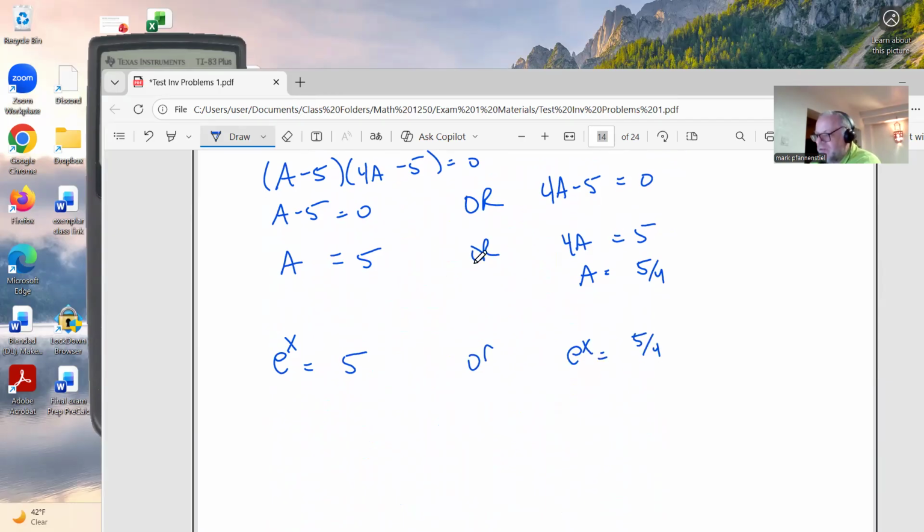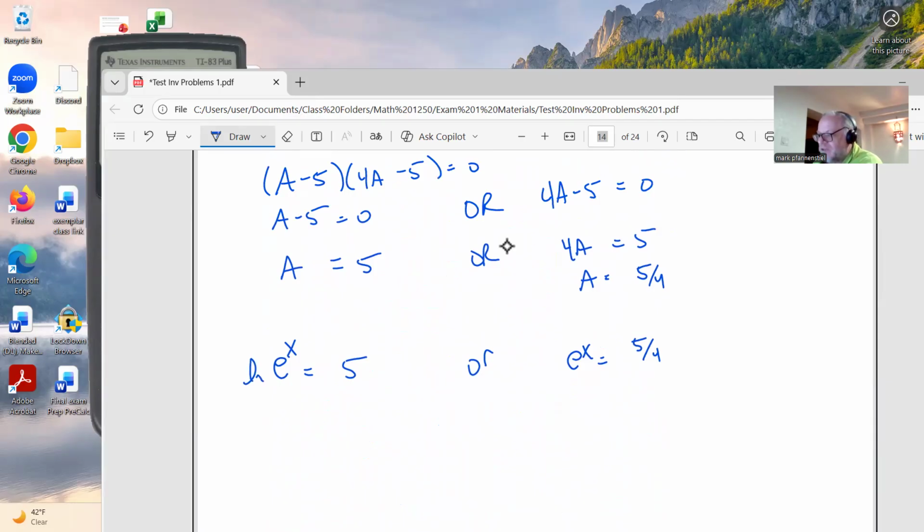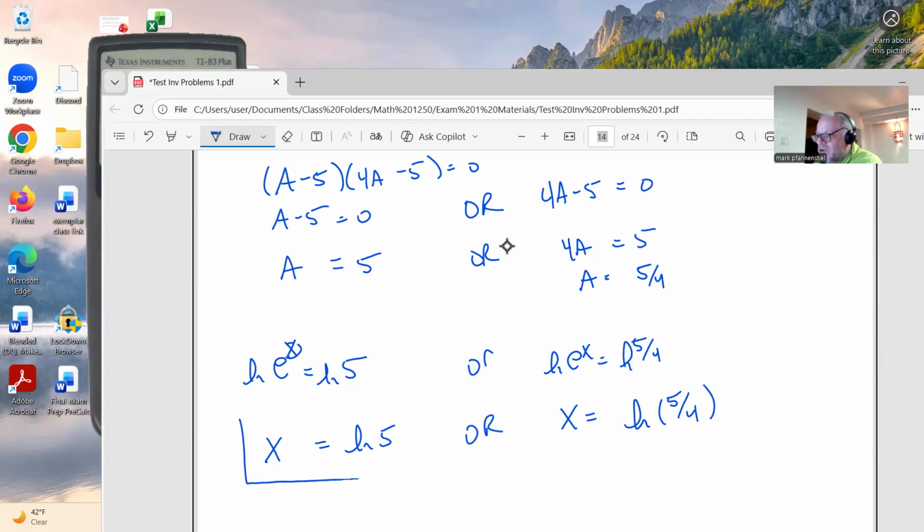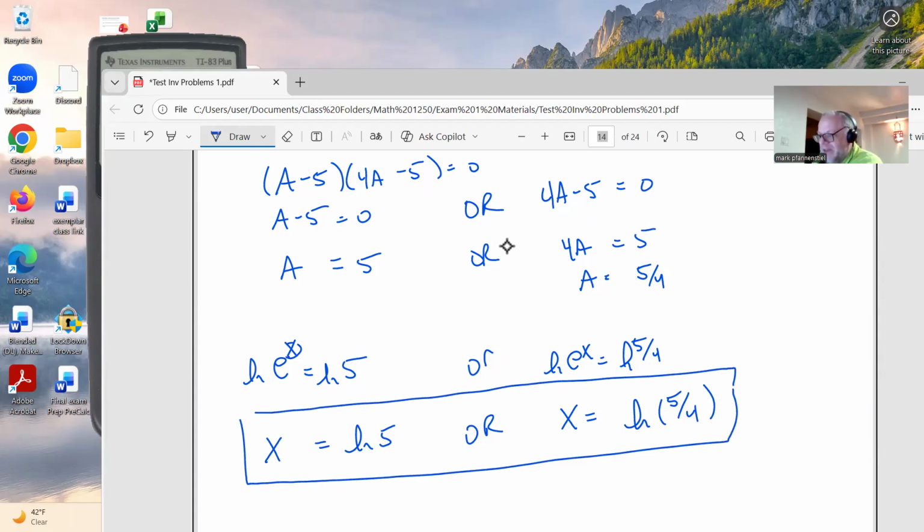But we have to get this in terms of x, so we're going to take a natural log of both sides. The x comes down, so we have x times natural log of e, which is 1, equals ln of 5. Or again, pull the x down, so we have x equals the natural log of 5 fourths, and those are my two answers for this problem. Okay. If we ended up with a negative number, I would cross that off and say it does not exist. It's not an answer, but in this case, they were both positive, so everything works out just fine.